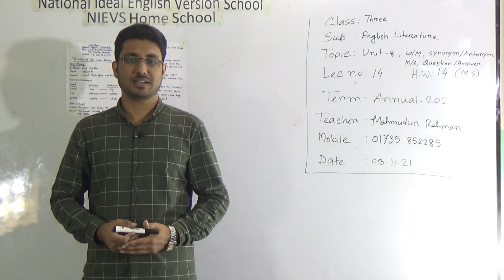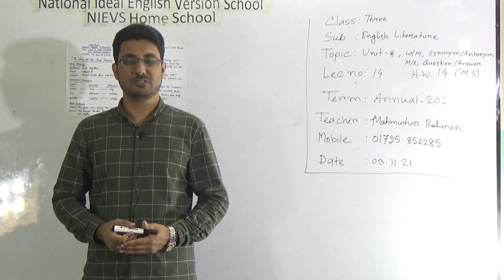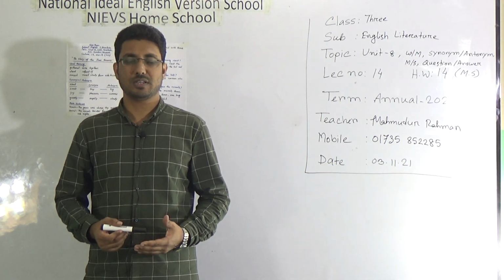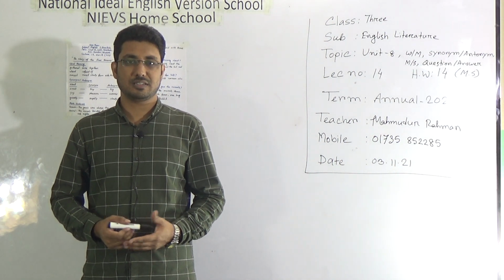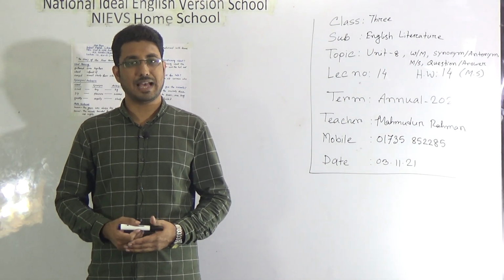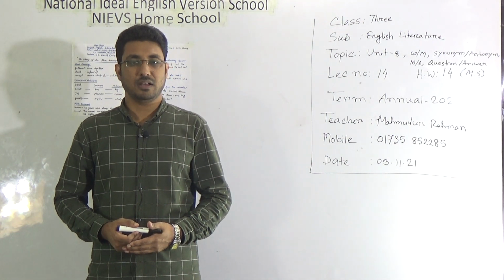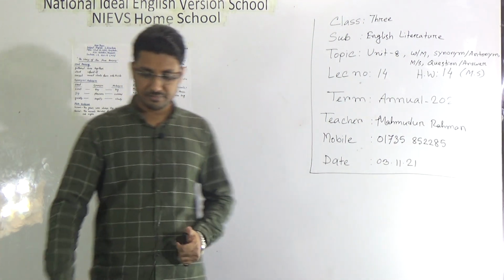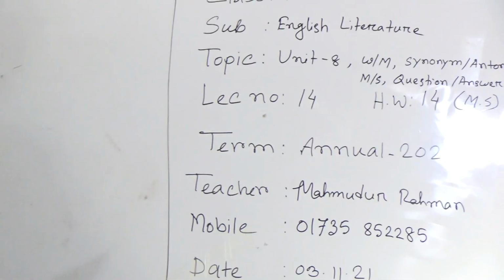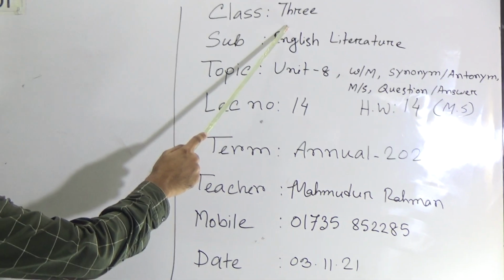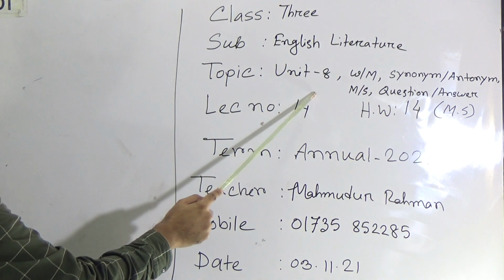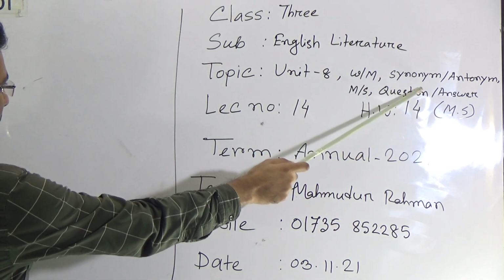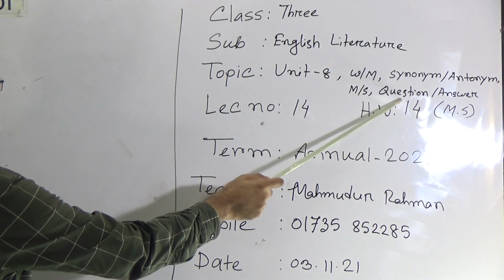Today I am going to conduct an English literature class for the students of class 3. Our today's topic is Unit 8, word meaning, synonym, antonym, make sentence, and question answer. Okay, let's see the board at first. This is the class for the students of class 3. Subject English literature. Topic Unit 8, word meaning, synonym, antonym, make sentence, and question answer.